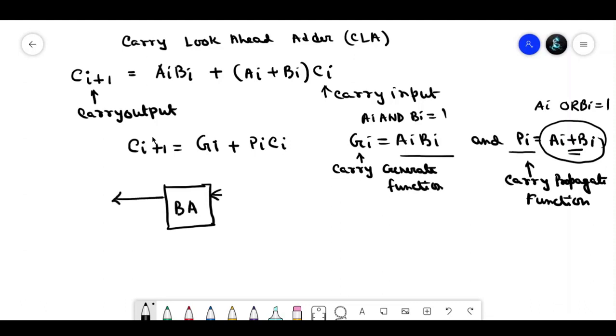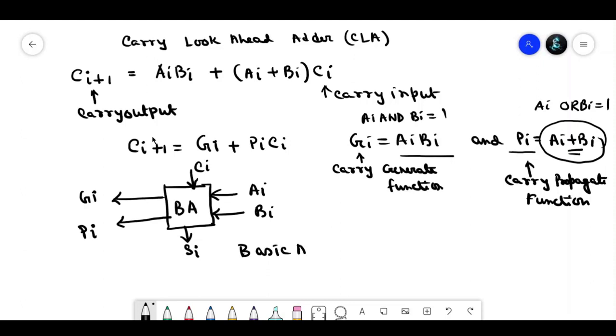These are the inputs Ai, Bi. Similarly, Ci is another input. So here we will get the two functions: one is carry generate Gi and another is carry propagate Pi. And here we are getting the summation bit, that is the Si. So that is the circuit of the basic adder. Okay.